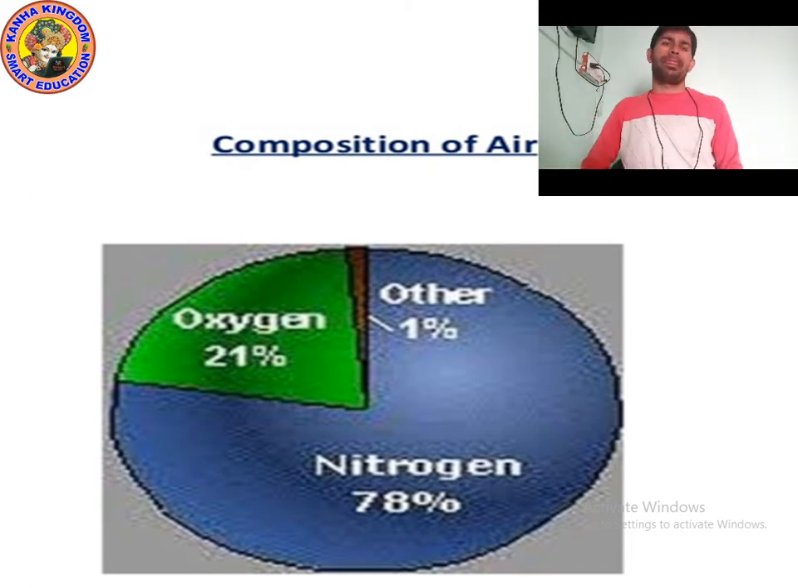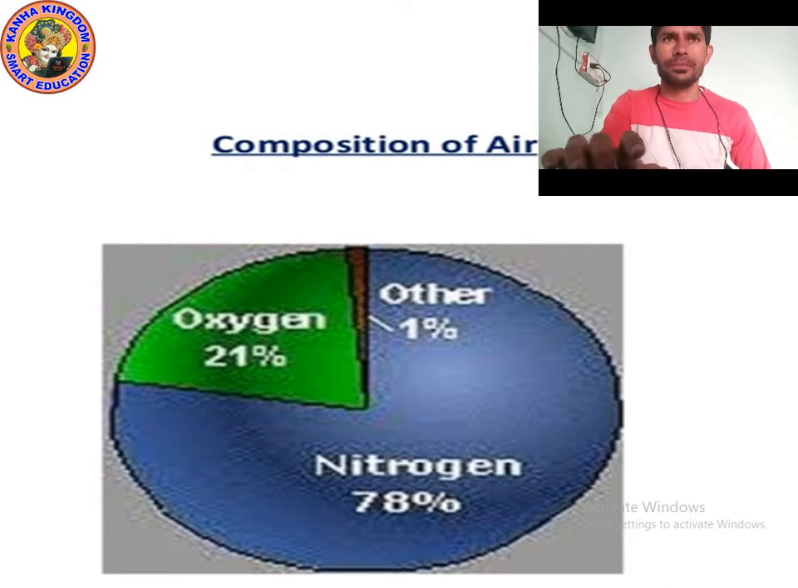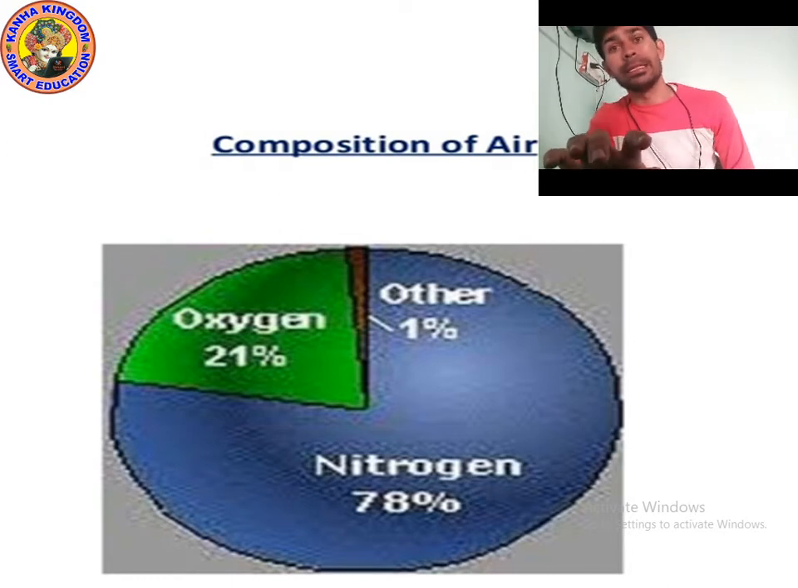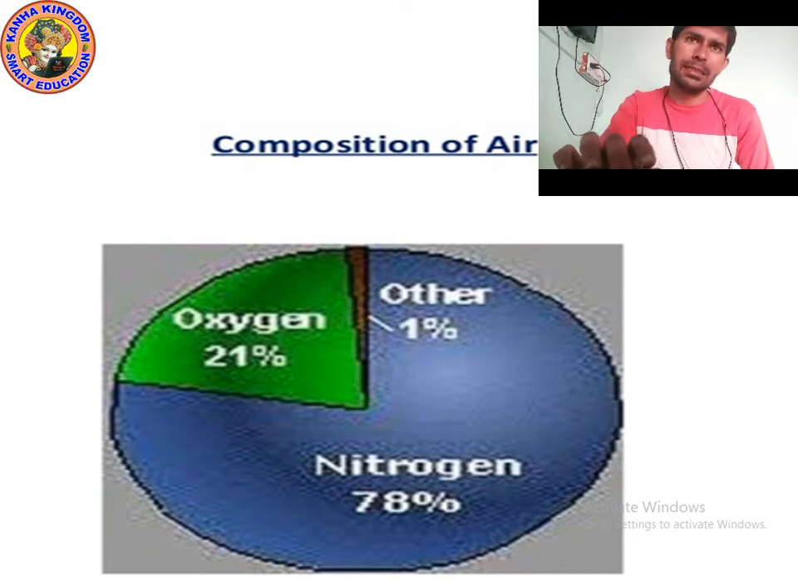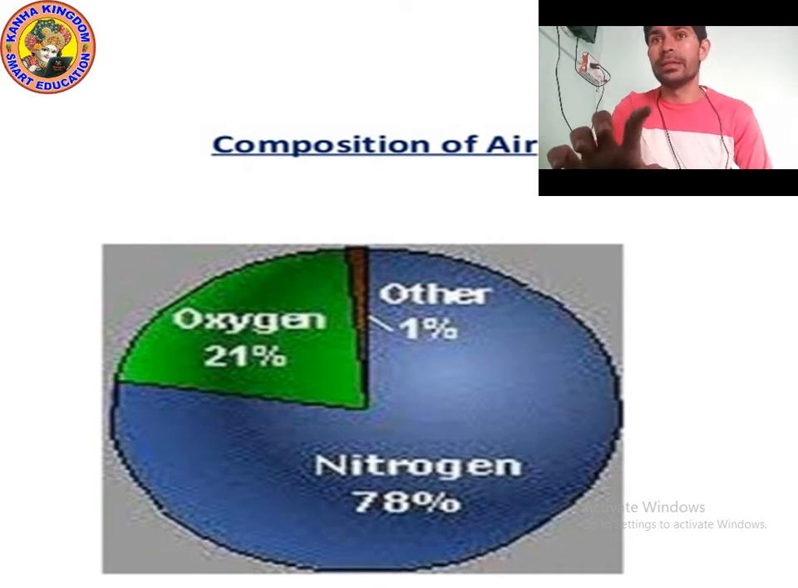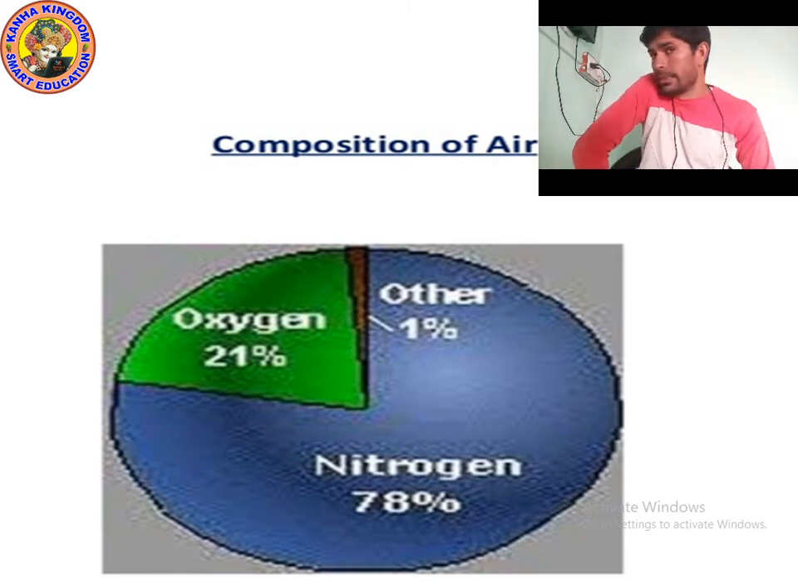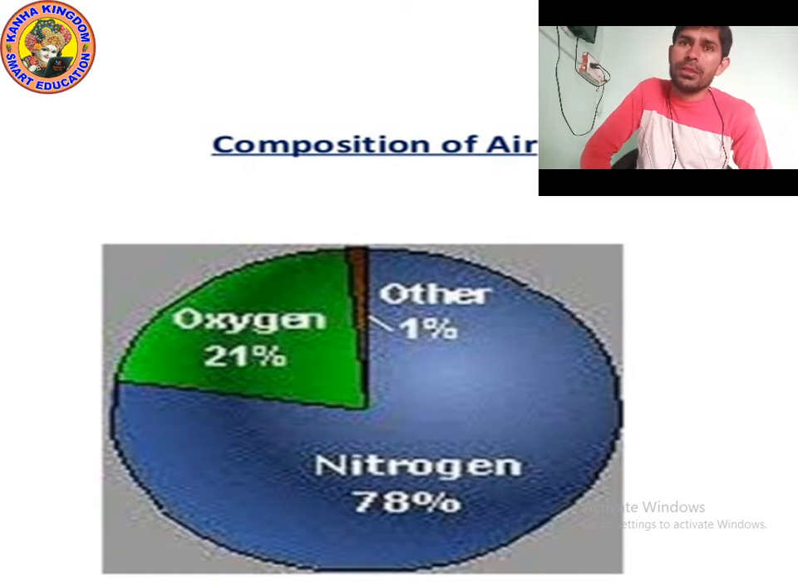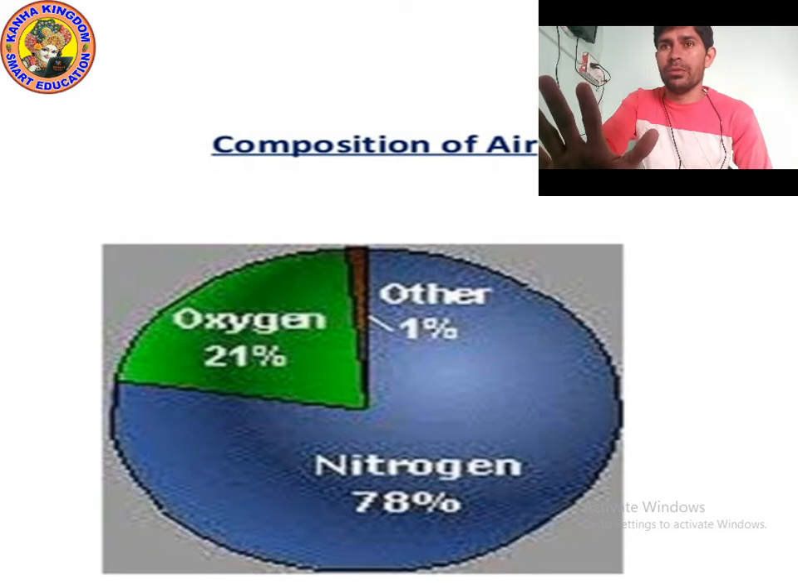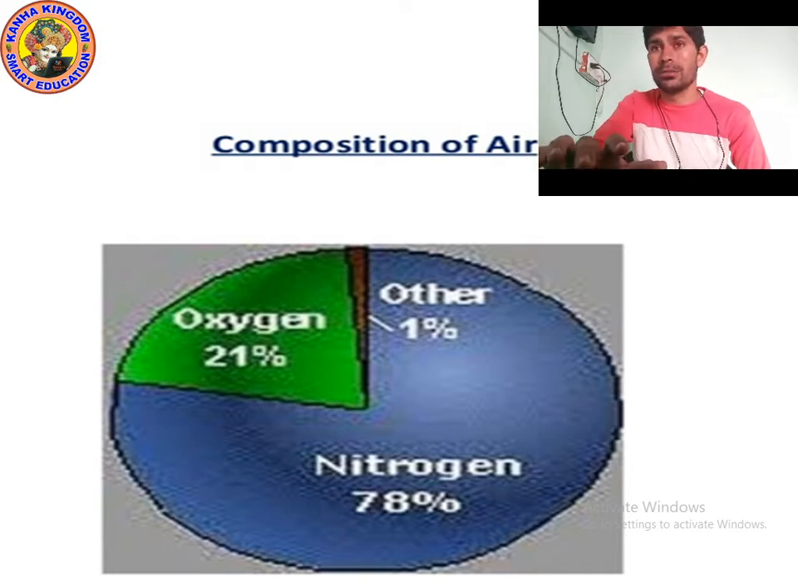So kids, you know that air is a mixture of different gases, and the layer of the air that surrounds the earth is called atmosphere. Our atmosphere can be divided into 5 layers. First is troposphere, second is stratosphere, third is mesosphere, fourth is thermosphere, last exosphere. These are the 5 layers.